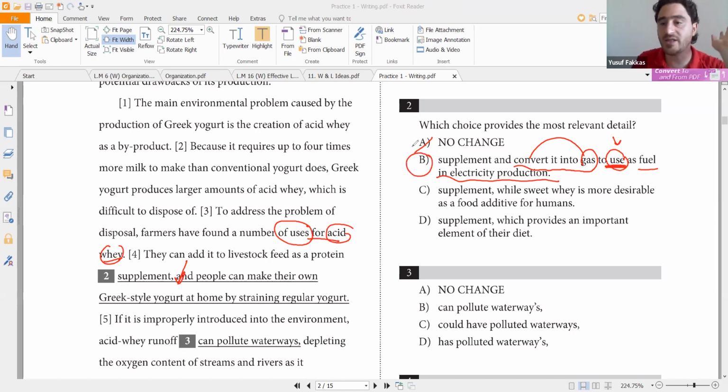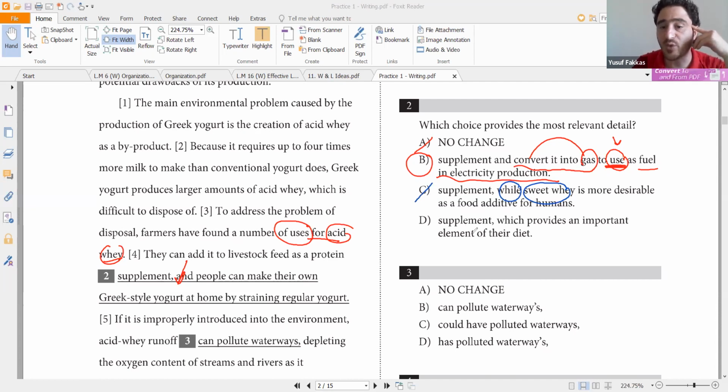All right, so far B is the right answer. But again, when your answer is A, B, or even C, you need to quickly check the other options, just to double check to make sure that this is the right answer. "While sweet whey is more desirable as food additive for humans," here, look what they're doing. They are contrasting acid whey with sweet whey. So that's a contrast. They're not giving us a use of the acid whey, so C is wrong.